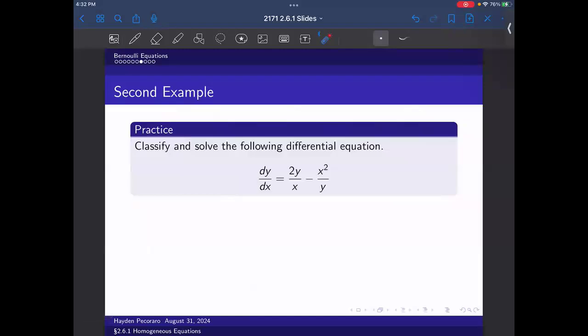This one's yours. So don't forget to classify it at the beginning. It's Bernoulli, of course, but find P, find Q, find R, and then solve it. It'll give you a hint. You can just use the formulas we've already derived. That's perfectly fine, so you don't have to redo the work. Unless I say so.